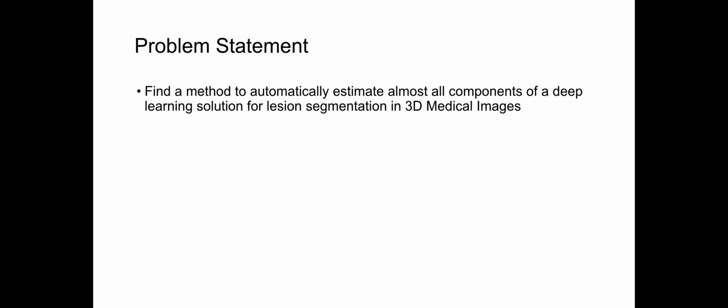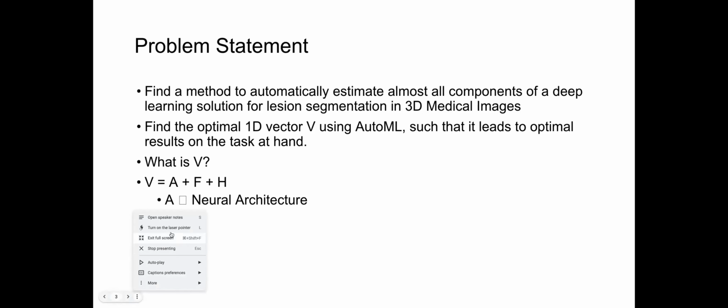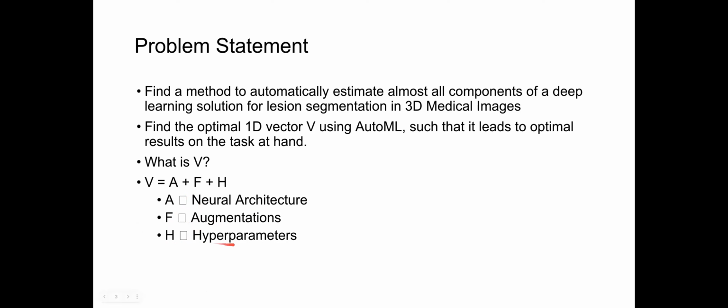So how do they do that? They propose to use a single vector called DV. This is a one-dimensional vector comprising three components. The A is one more one-dimensional vector. It's a neural architecture, where you can specify how many blocks there are and what the input to this neural architecture is. It also covers what augmentations you should use for this model and what the hyperparameters are.